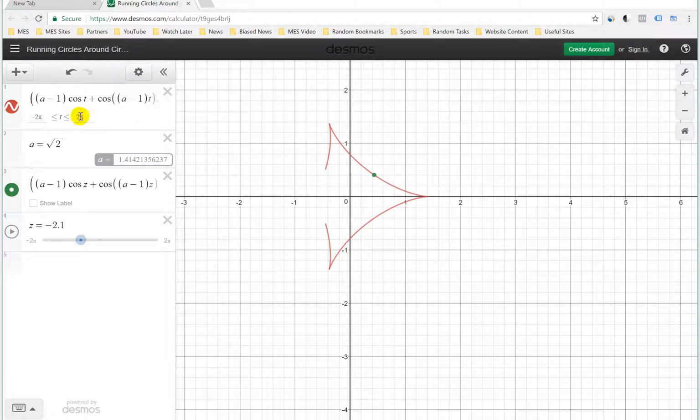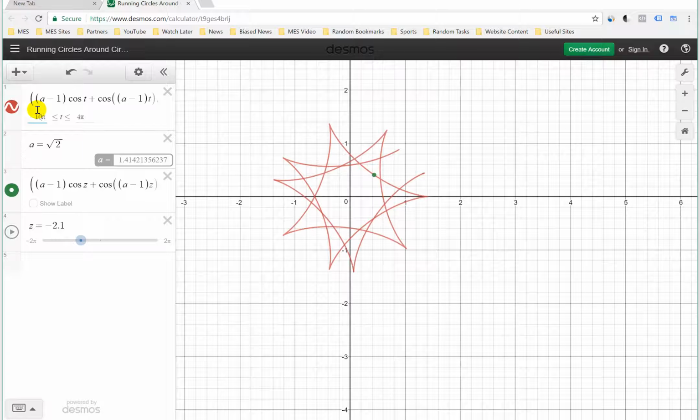So this means we need to change this up further. Let's just make this 4, and we get a shape like that. Let's go from negative 4 pi. Now we have a shape like that. Let's go to 6, and it keeps going on and on. Let's go to 10. So there's a shape like that. Let's go from negative 10 to 10. We have a shape like this, and you could play this, etc.